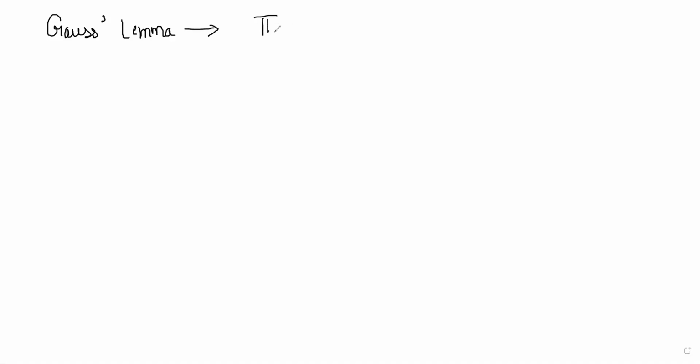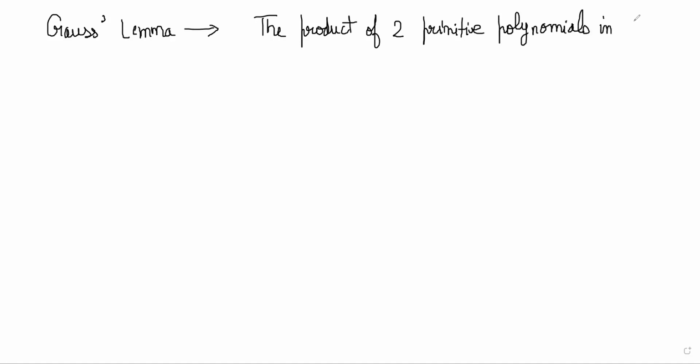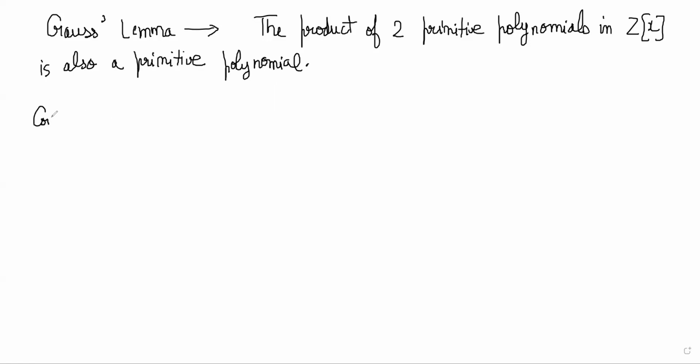It says the product of two primitive polynomials in Z of x is also a primitive polynomial. So let's try and prove this. Let's try to prove this lemma. We'll do it by contradiction.